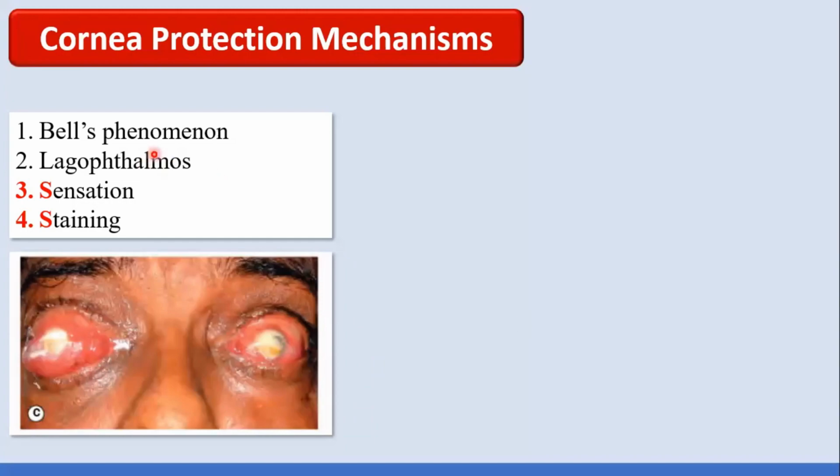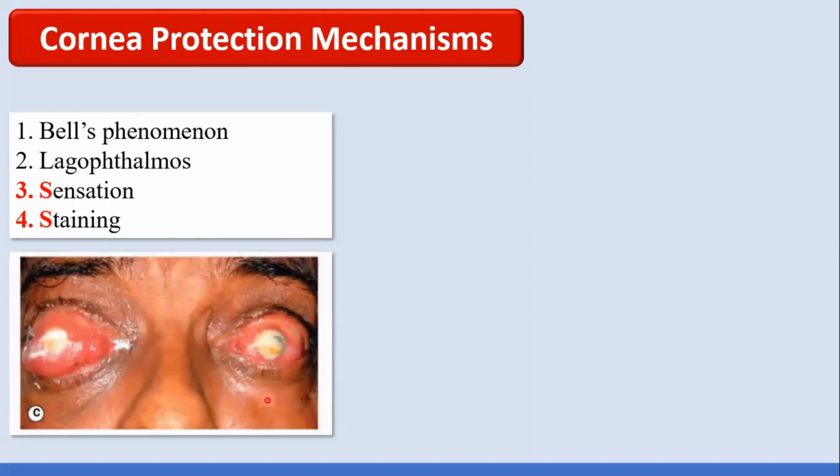So we are testing for Bell's phenomena and lag of thalamus not only to assess facial nerve function, because in neuro classes we will go through how to assess cranial nerves. So when you are assessing the facial nerve, the cranial nerve number 7, we have to test the Bell's phenomena and lag of thalamus. But here, since we are talking about proptosis and we are afraid of exposure keratopathy, we are trying to assess the other things that can protect the cornea.